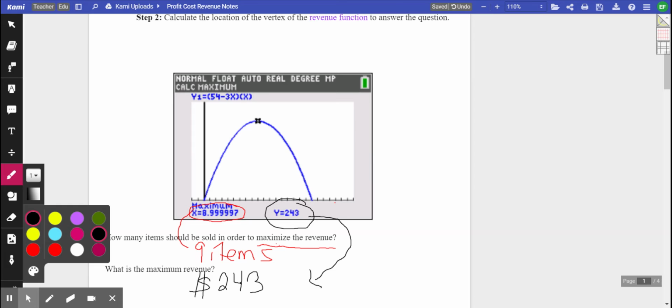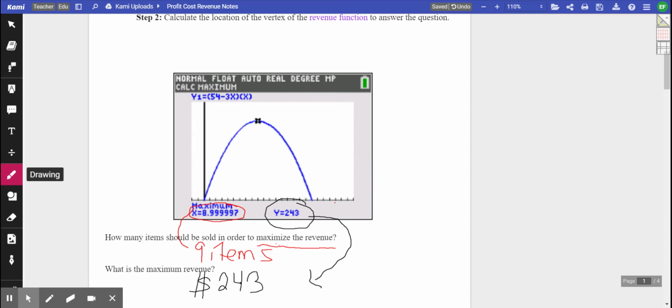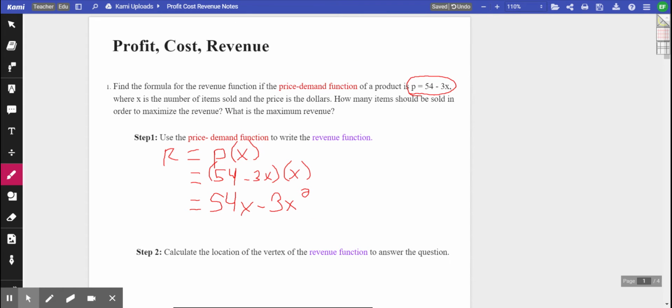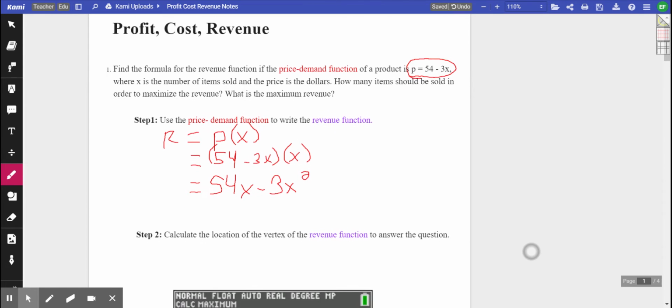All right, so X is my number of items sold, and Y is my max revenue when I have been given my price demand function and I have to write my revenue function. So not too bad, right?